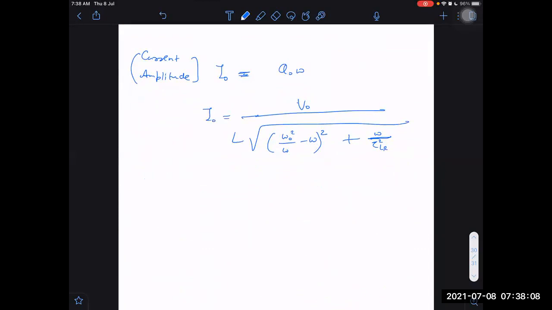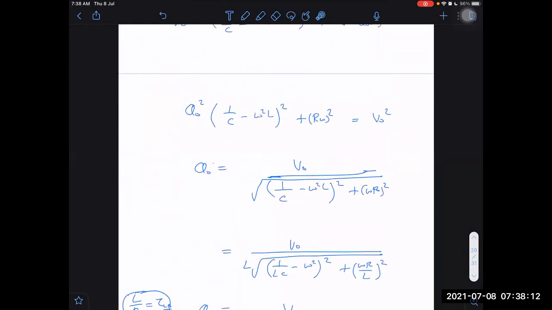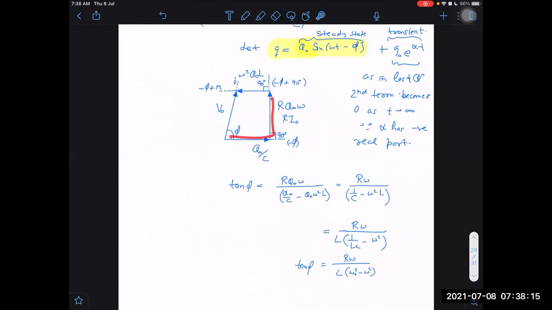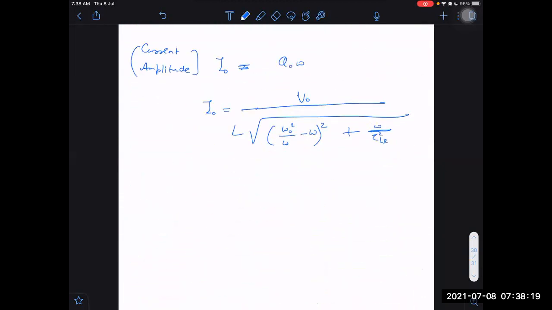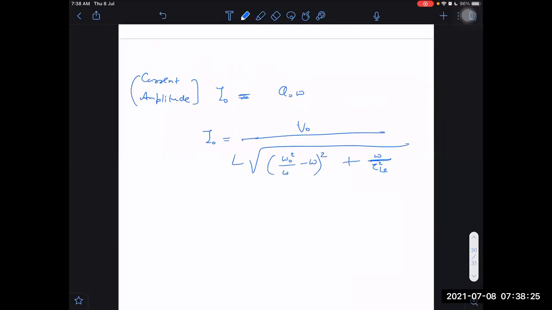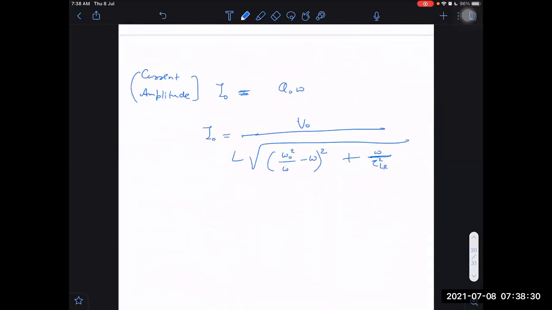This is I naught. Now, don't think that I remember it. I also don't remember it, but I know how to derive it, and it will not take much time to derive. You can derive it easily this way. In the last term, omega will not be there, it is just 1 by tau square LR. It is not entering the square term.